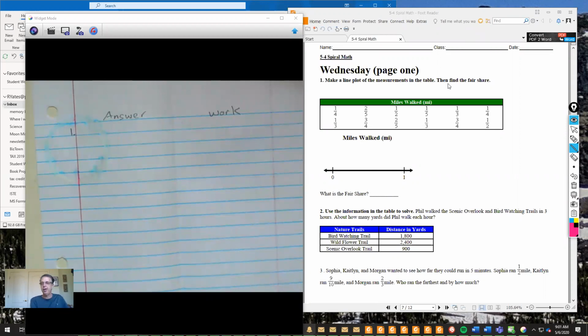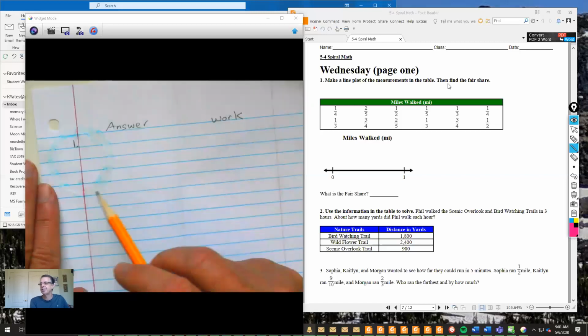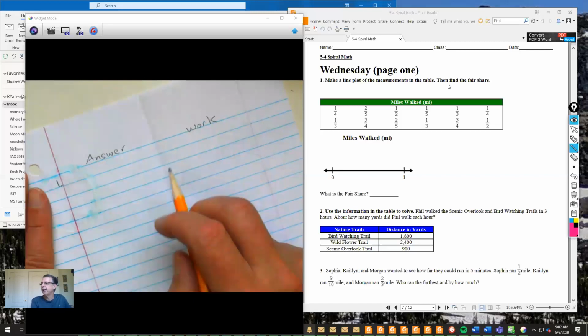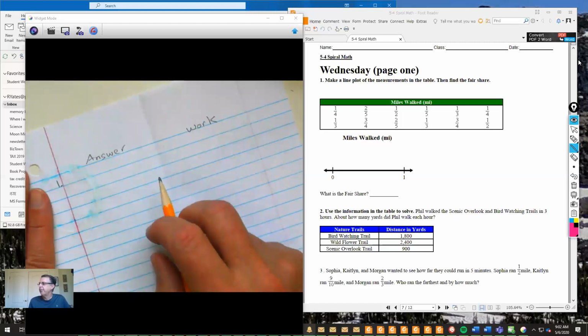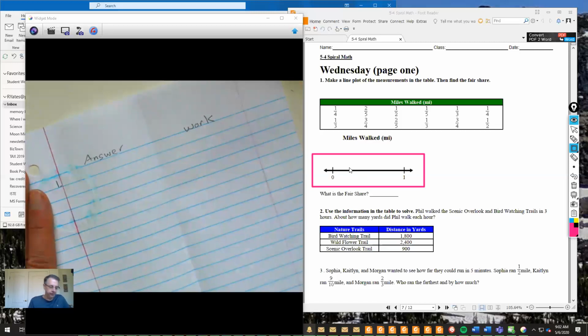My tea mug made a little water stain here, but I hate to waste paper, so I'm just going to go ahead and use this anyway. I'm first going to make a line plot, and I'm going to set it up exactly like they had here on the Spiral Math, with 0 at one end and 1 at the other end, because we're talking about miles walked. Nobody walked over a mile.